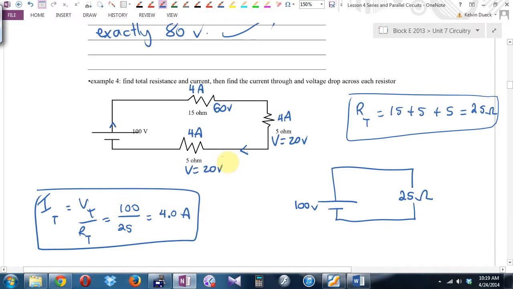Have I solved this? It said find the total resistance, check. Total current, check. And then find the current through and the voltage drop across each resistor, check, check, check, check, check. Parallel.